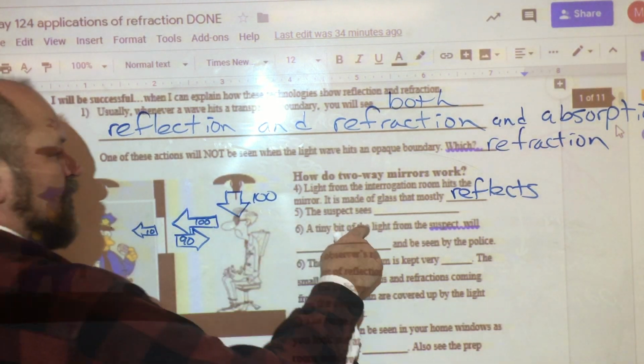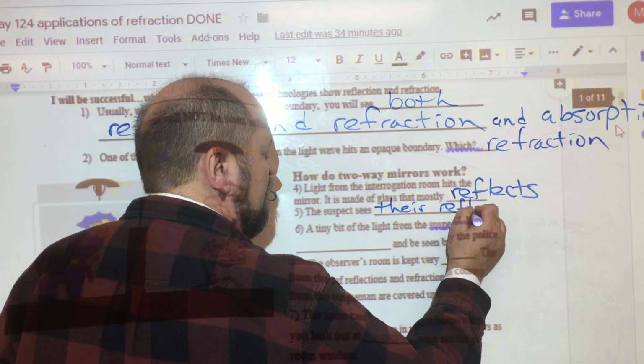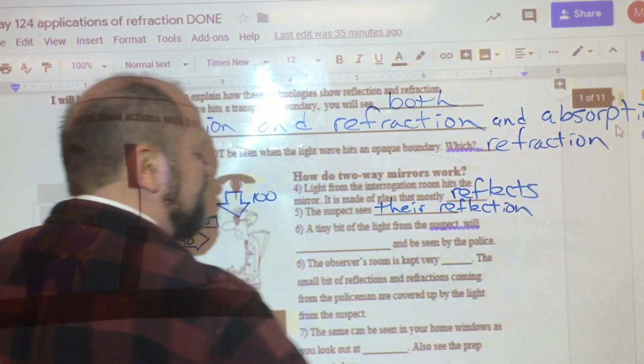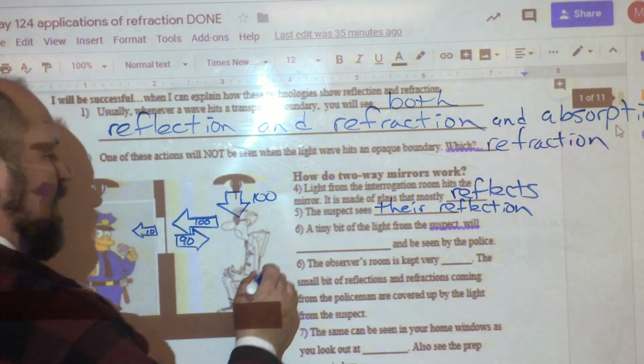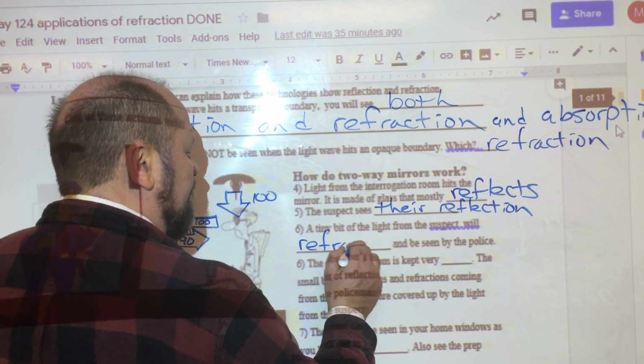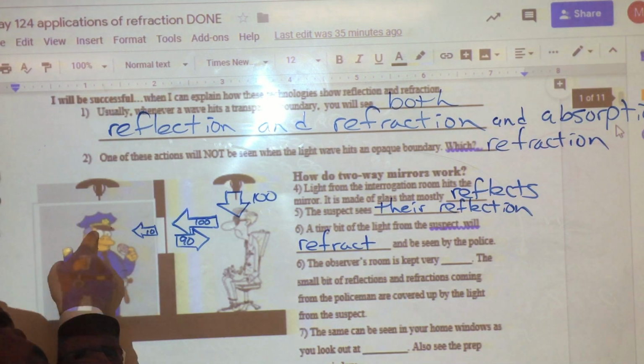The suspect is going to see their reflection. A tiny bit of the light of the suspect will refract and be seen by the police. Okay, that's one direction. This is a two-way mirror. Light goes in both directions. So let's look at this.